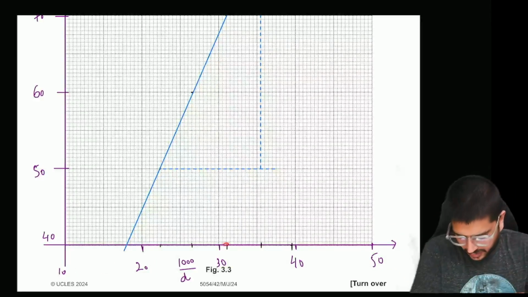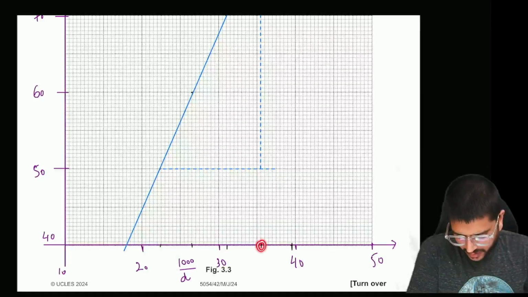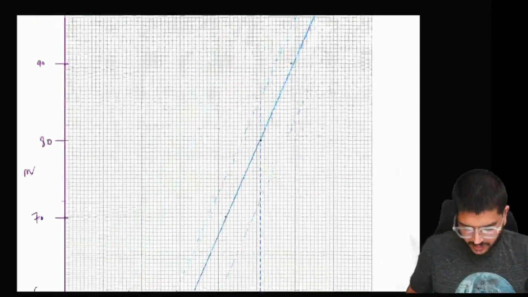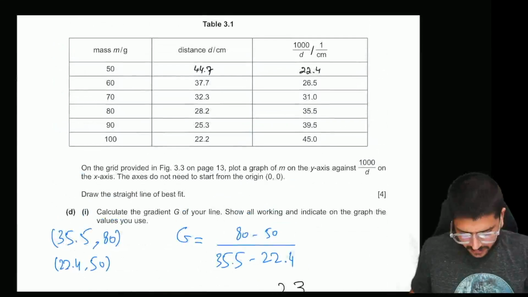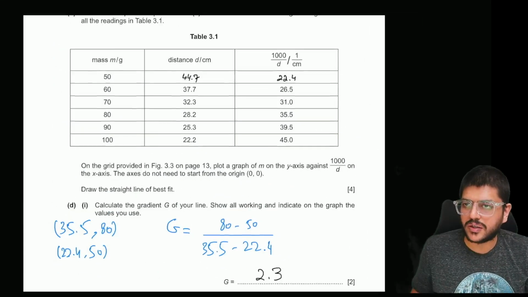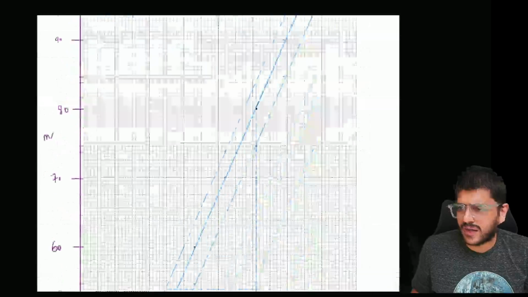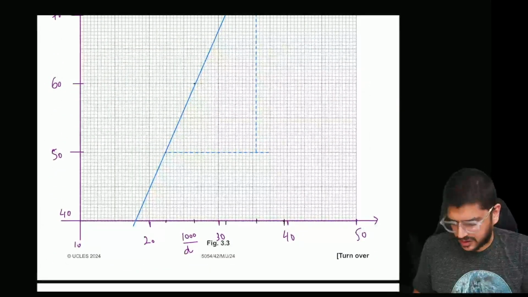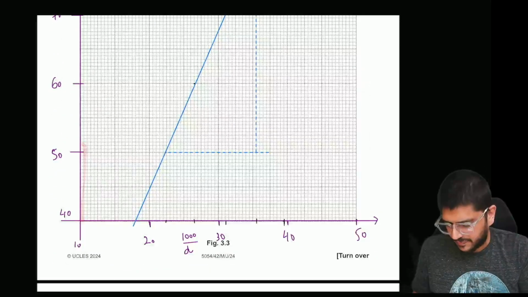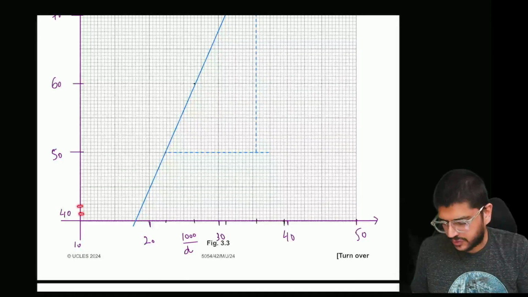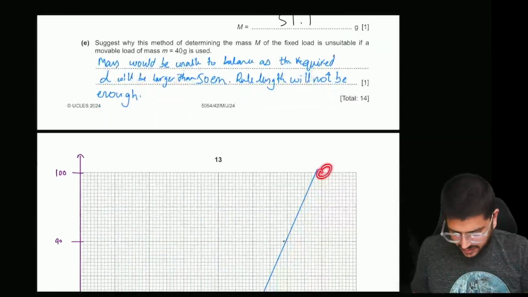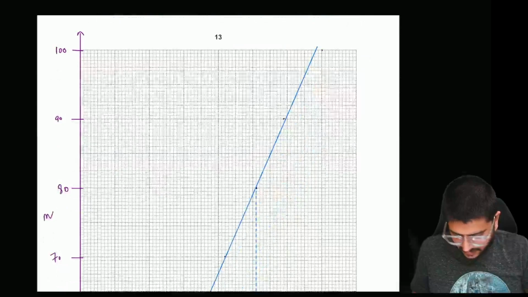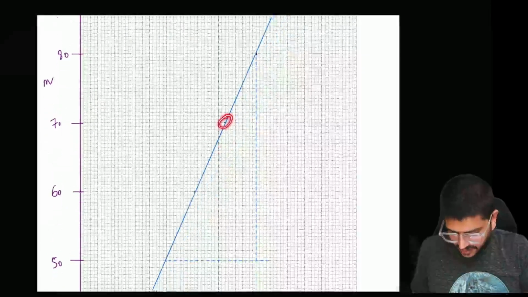So this value over here is going to be 31. This value over here is going to be 35.5. So check in the table. 31, 35.5. All right. And on the y-axis, I think it's pretty straightforward because this is 40, this is 15, this is 20 boxes. So this is again 41, 42. So 100 is very clear, 90 is very clear, 80 is very clear, 70 is very clear, 60 is very clear.